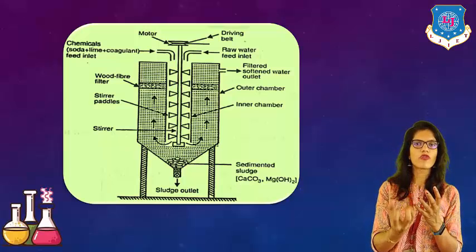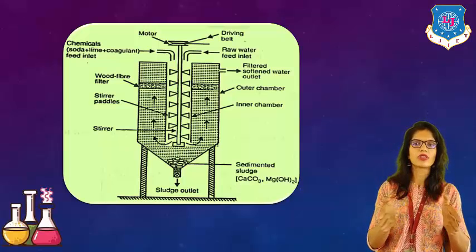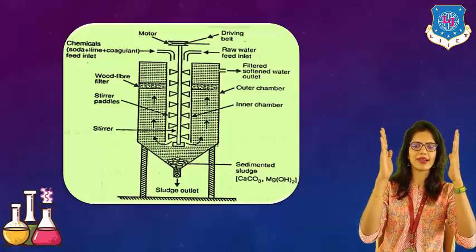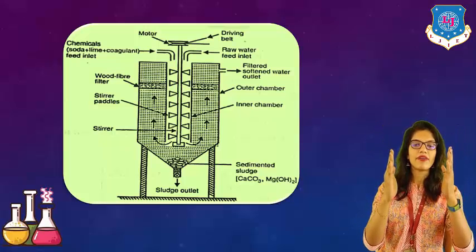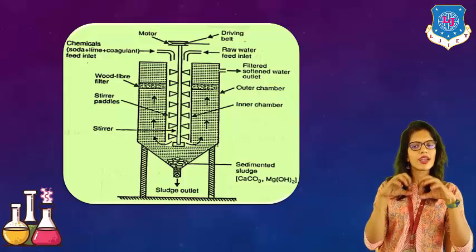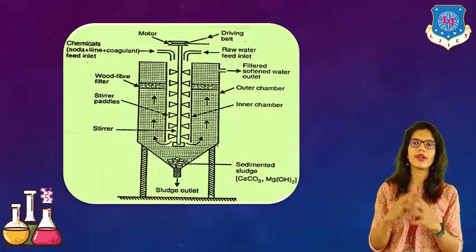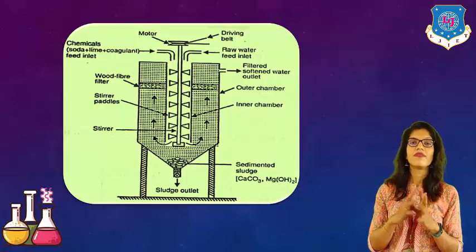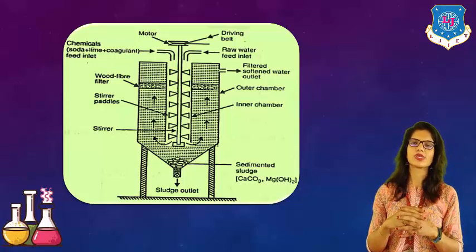So it can be removed from the lower part, while the fresh water will flow through the sides into the outer chamber, where we will have a wood fiber filter. It filters off and we can remove the filtered softened water. We can create huge assemblies using this.